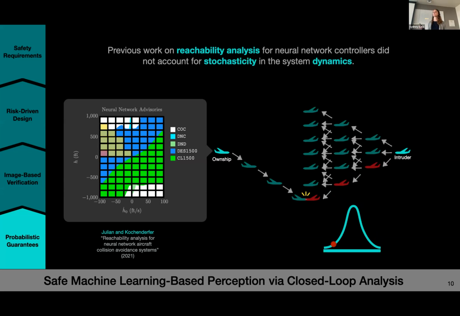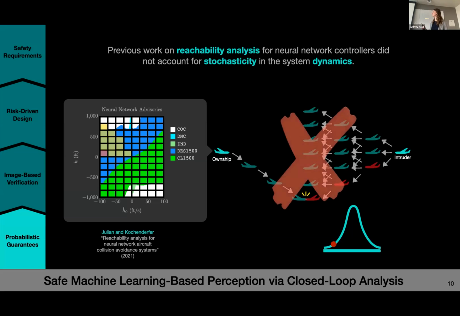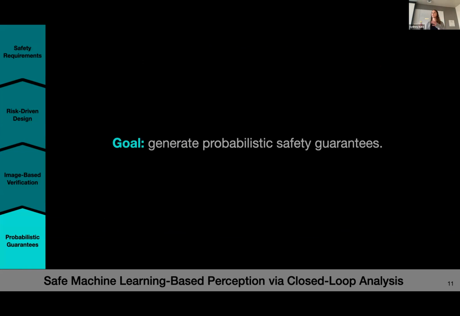However, a deterministic reachability analysis like this is just going to conclude that collision states are reachable, so the system must be unsafe. And so what we might rather do is actually assign probabilities to these various outcomes that can happen when we take an action. And instead of saying, yes, collision states are reachable, we can say, yes, they're reachable, but with some low probability. So in other words, we want to generate probabilistic safety guarantees.